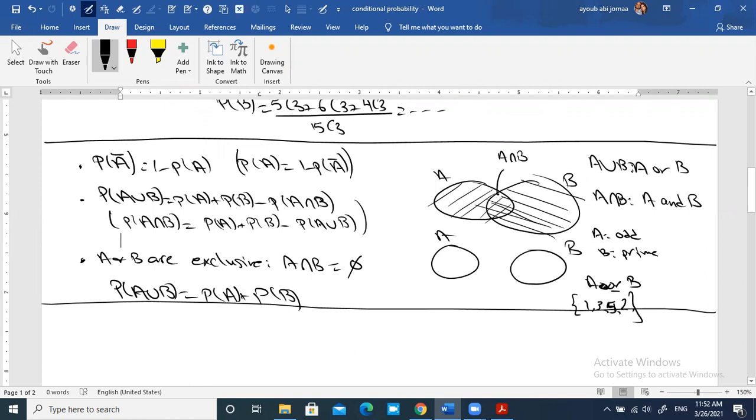A and B. The prime numbers are 2, 3, 5. When I say A and B, it means that the number is both at the same time.